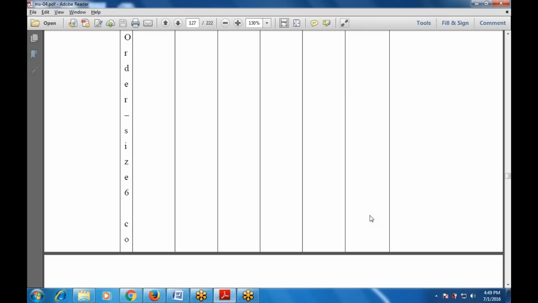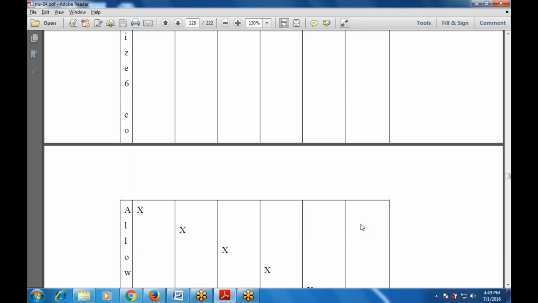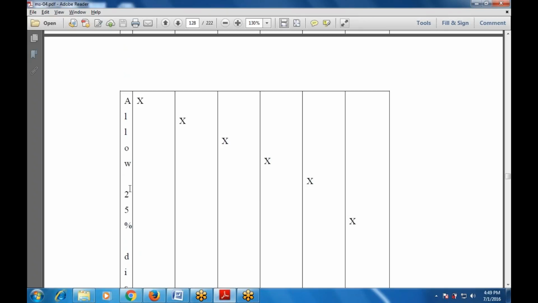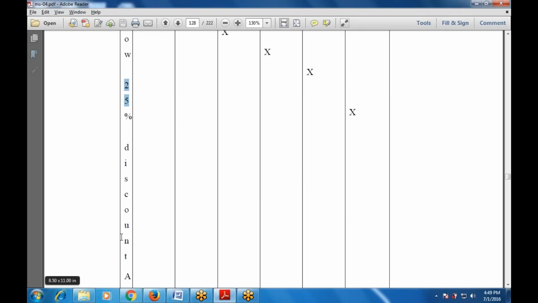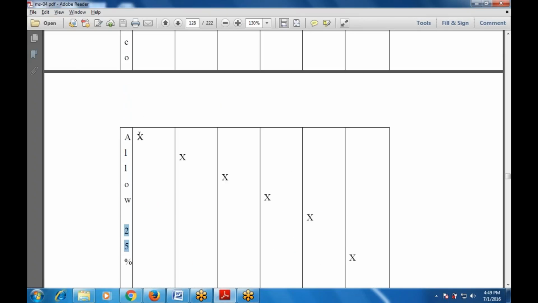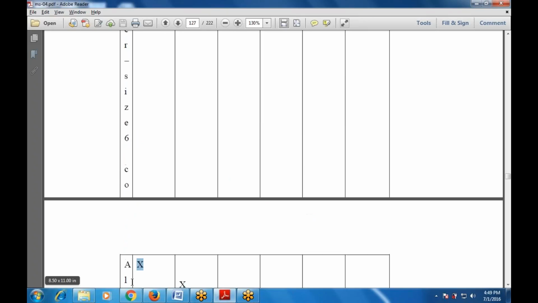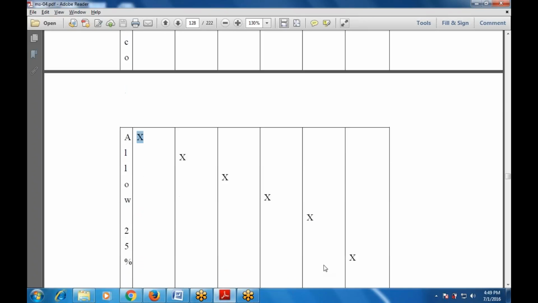Now, after this, yes or no, there is a conclusion, or we can say the output. This is for allow the discount. This is for the 25% discount. Then allow 15% discount. And these are the various X. If the discount is available for the 25%, put a cross, put an X over here. That means the condition is applied over here. Then again, there is the X for the next condition. These are the various conditions that are satisfied. So we put the 6 X over here.